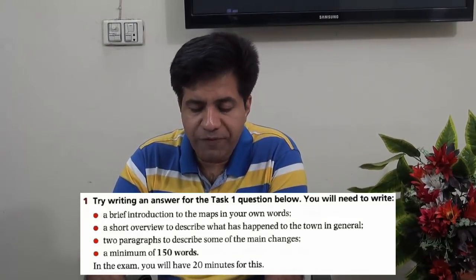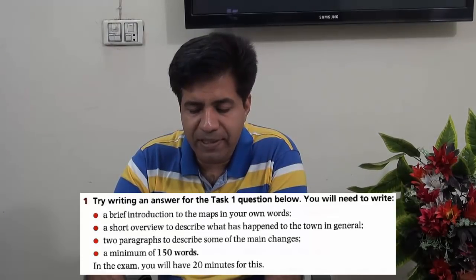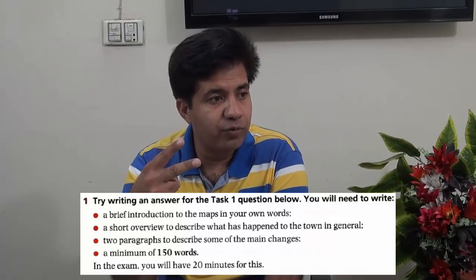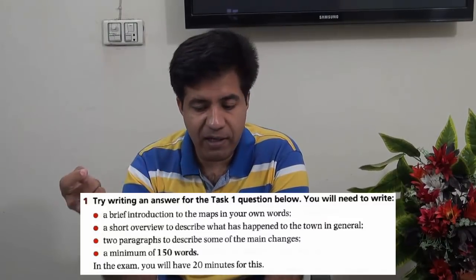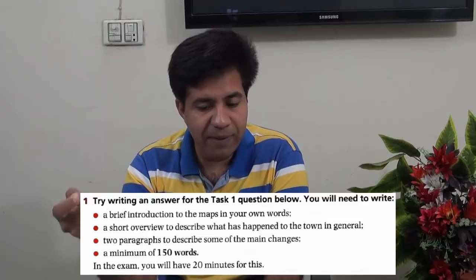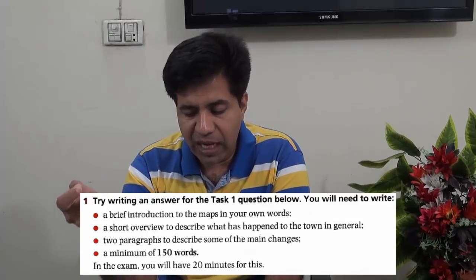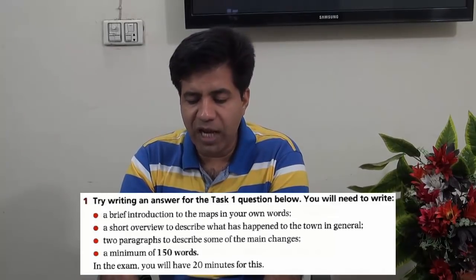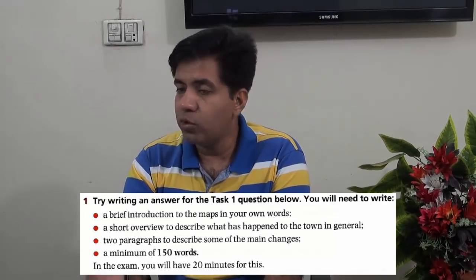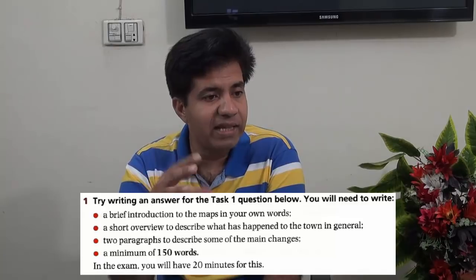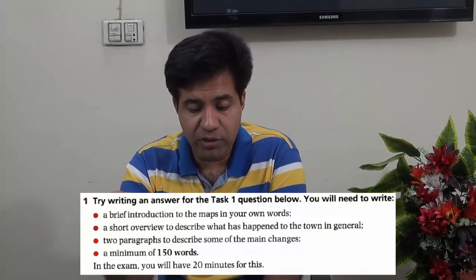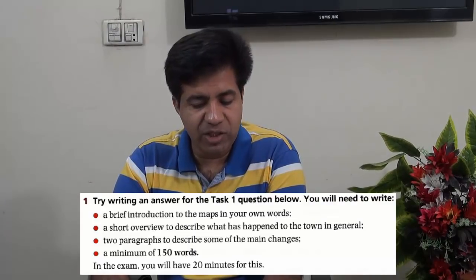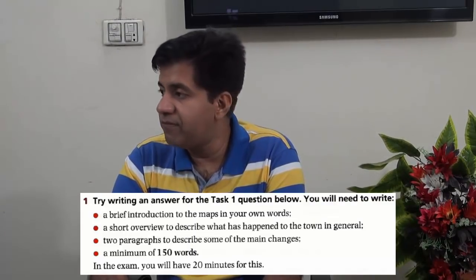Then a short overview to describe what has happened to the town in general. Overview. The second paragraph is the overview of your report. The first paragraph is the introduction. The second paragraph is the overview to describe what has happened to the town in general. And then two paragraphs to describe some of the main changes. So there will be 4 paragraphs like that, and there is no conclusion because you're describing it all already. That is 2 paragraphs to describe some of the main changes, and a minimum of 150 words.